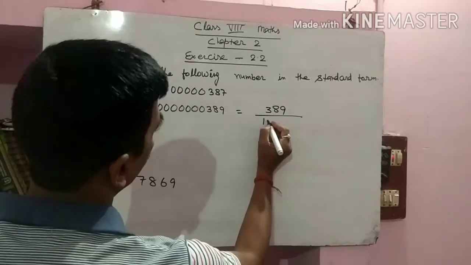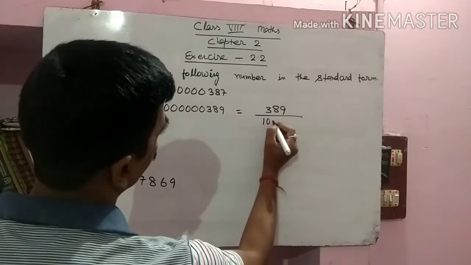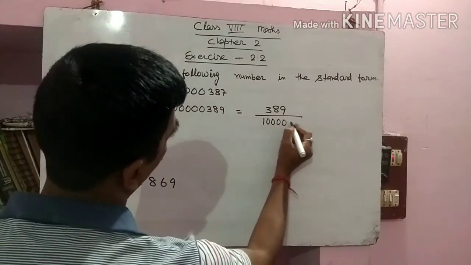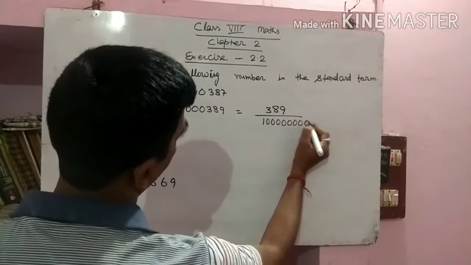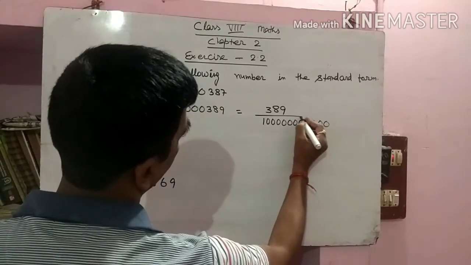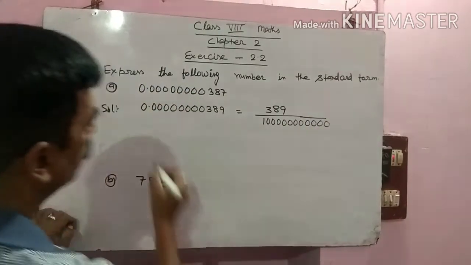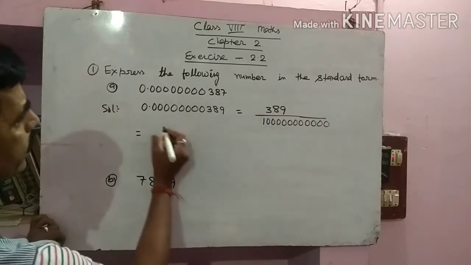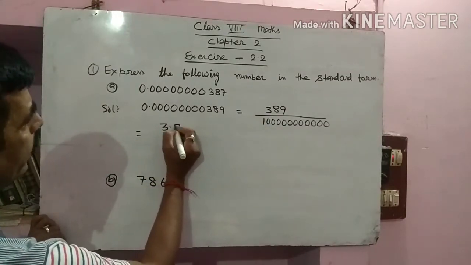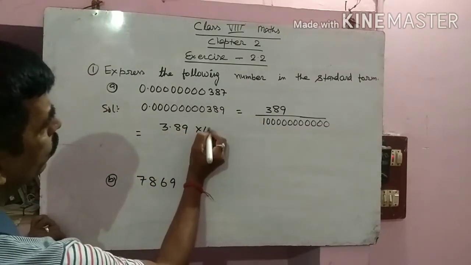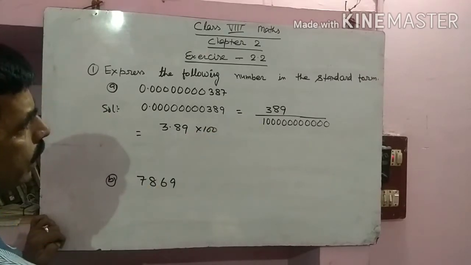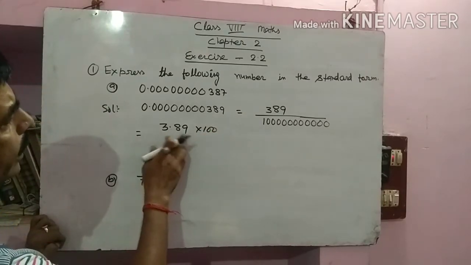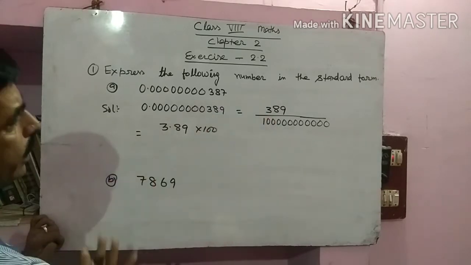So this is 10, then 11 zeros. 1, 2, 3, 4, 5, 6, 7, 8, 9, 10, 11. Is it clear? So we can write this one as 3.89 into 100. Can we write 3.89 into 100 is equal to 389?